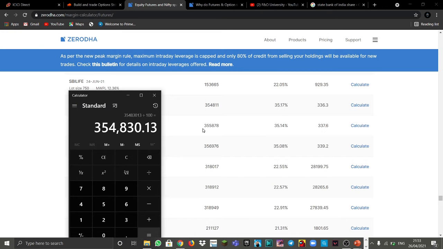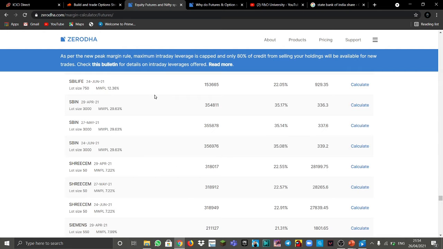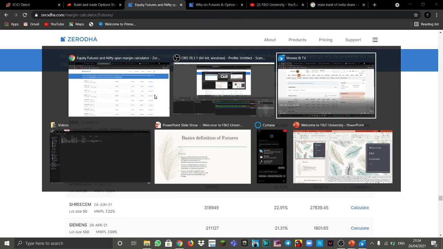And if you see, this amount is already mentioned here, 3,55,878 rupees. Maybe because of some decimal value, there's a slight change in the amount which is given on the Zerodha website. But overall you need to pay around 3,55,000 rupees if you're looking to buy a future contract of State Bank of India. Okay, let's move further.